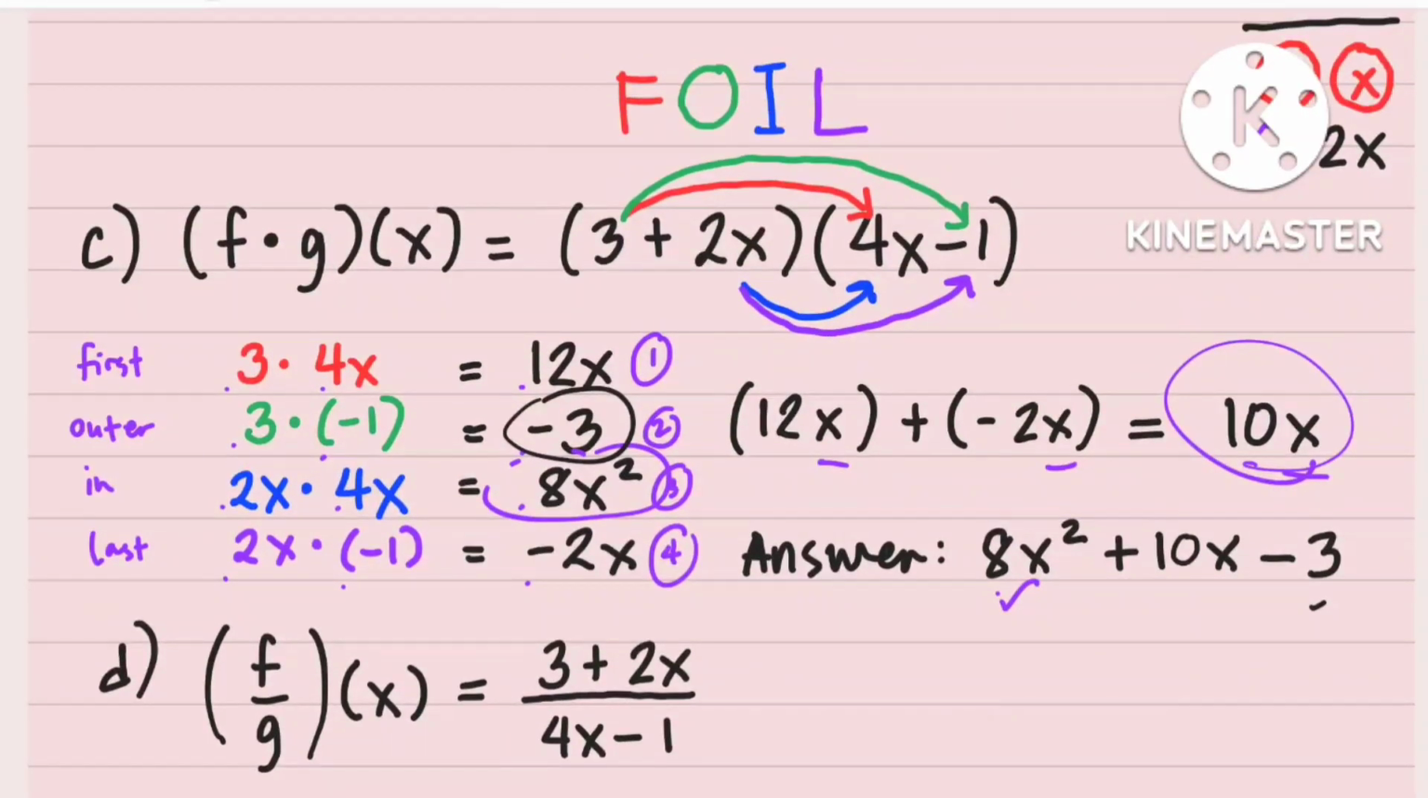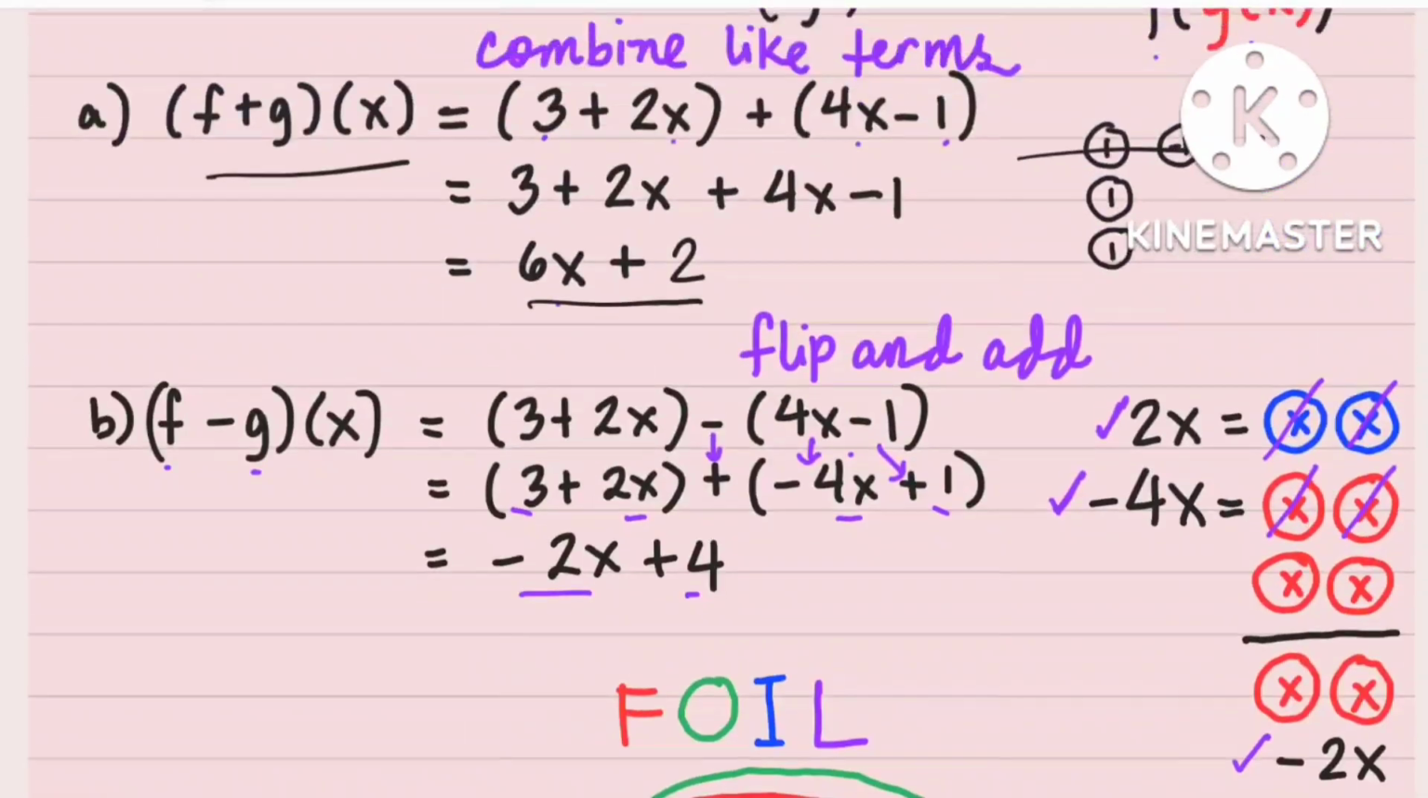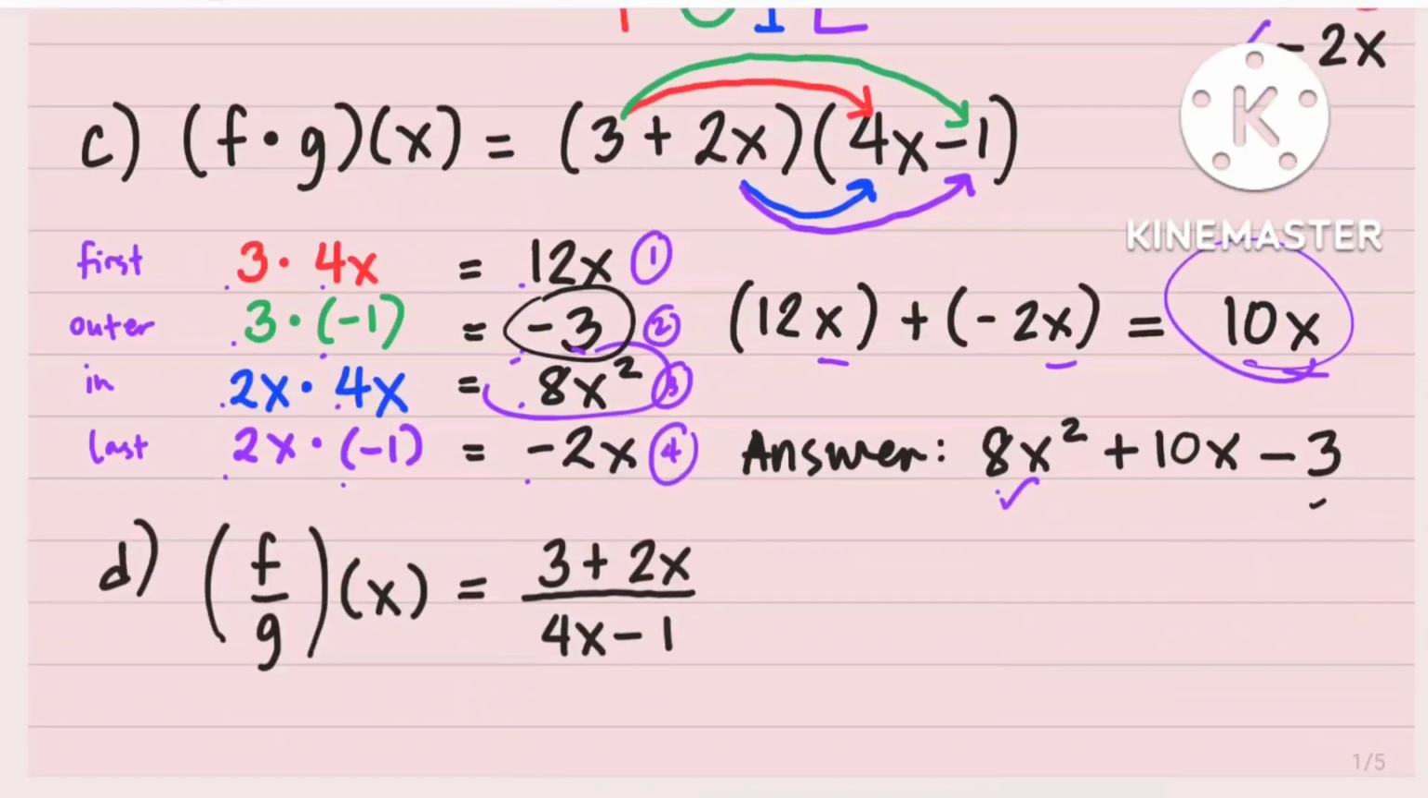Now, for division, f over g, we will simply write them as a fraction. So we will write 3 plus 2x in the numerator and 4x minus 1 in the denominator. We don't have to do anything here because we cannot simplify the answer. So that's it.